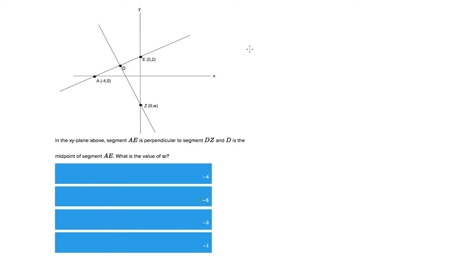Hi, I'm Brian. This is an SAT math question involving lines and angles. So we're given this diagram here in the XY plane.